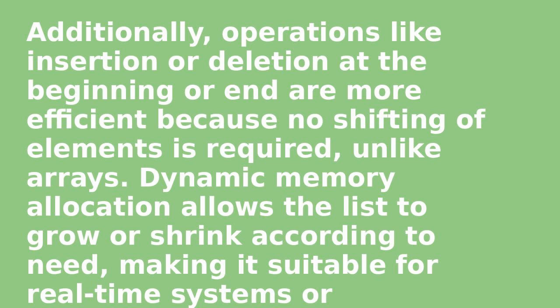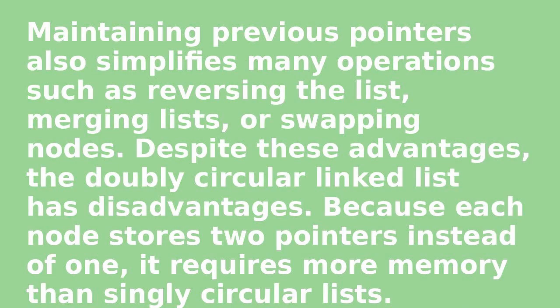Additionally, operations like insertion or deletion at the beginning or end are more efficient because no shifting of elements is required, unlike arrays. Dynamic memory allocation allows the list to grow or shrink according to need, making it suitable for real-time systems or applications working with unpredictable data sizes. Maintaining previous pointers also simplifies many operations such as reversing the list, merging lists, or swapping nodes.